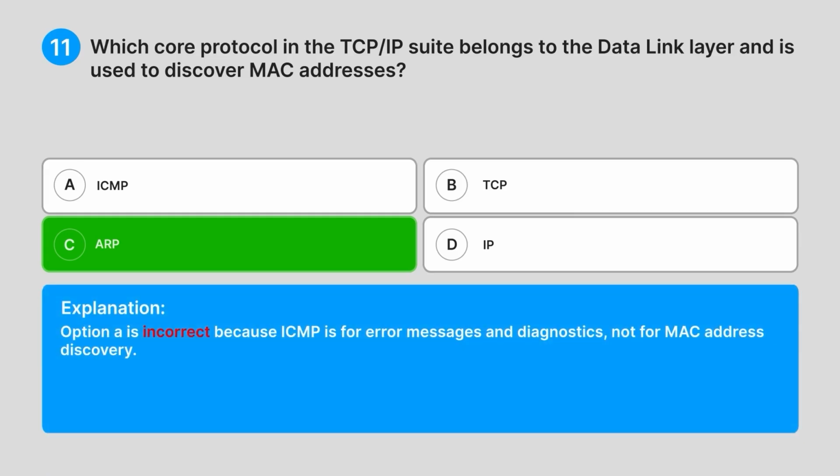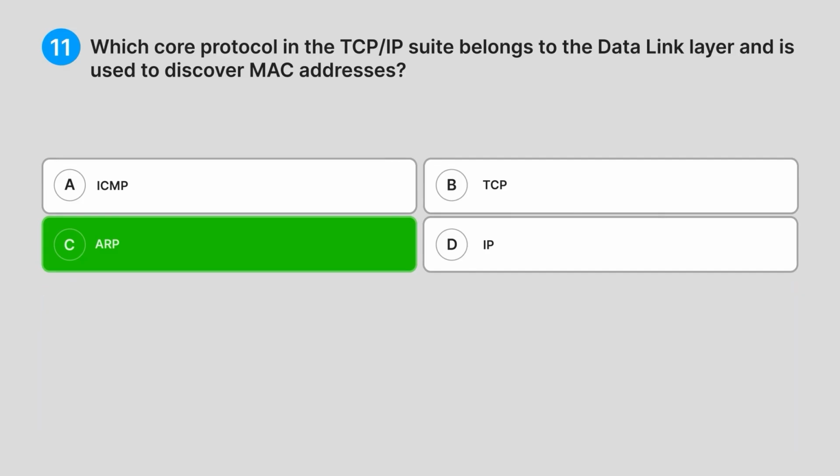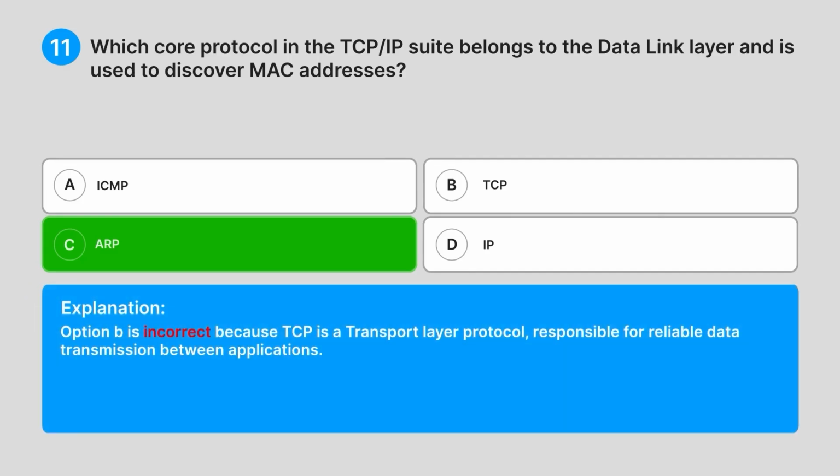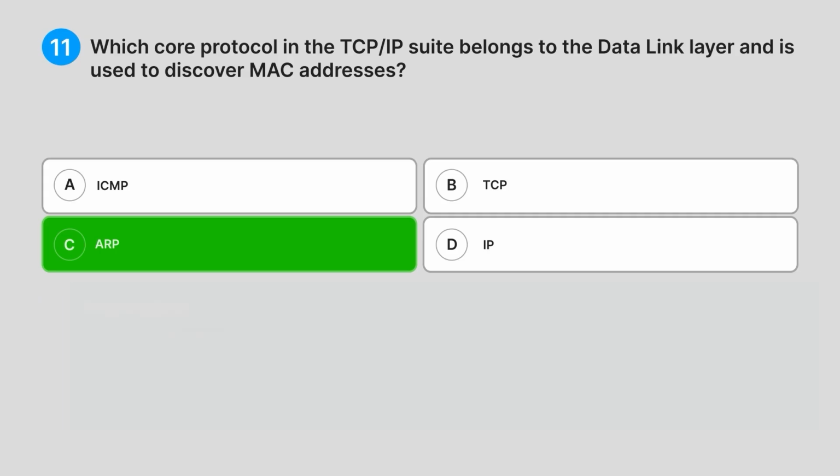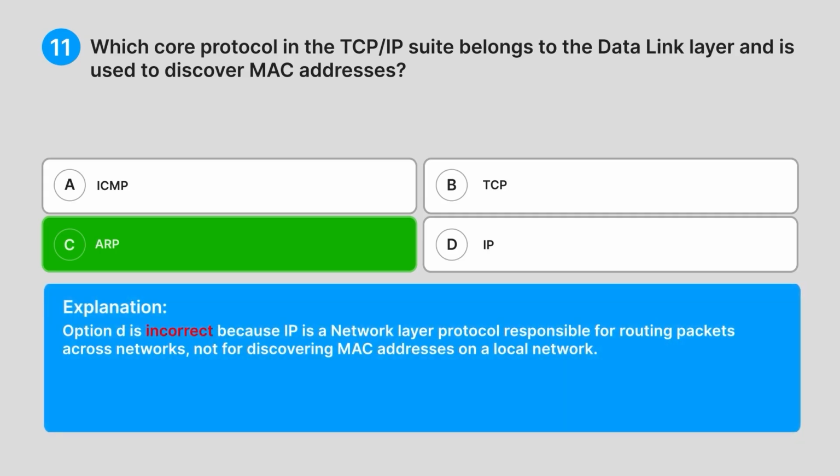Option A is incorrect because ICMP is for error messages and diagnostics, not for MAC address discovery. Option B is incorrect because TCP is a transport layer protocol responsible for reliable data transmission between applications. Option D is incorrect because IP is a network layer protocol responsible for routing packets across networks, not for discovering MAC addresses on a local network.